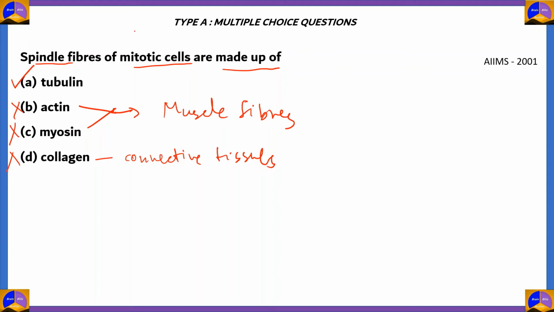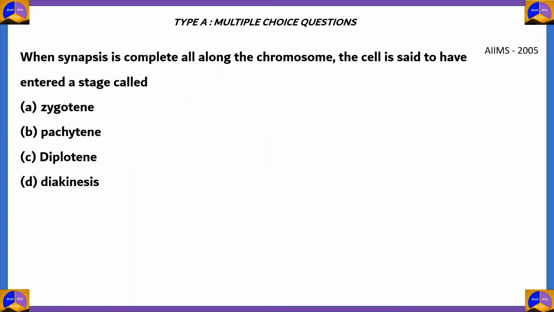Spindle fibers are made up of microtubules, and these microtubules are made up of tubulin protein. So therefore, option A is the right option. Next question. When synapsis is complete all along the chromosome, the cell is said to have entered a stage called: zygotene, pachytene, diplotene, or diakinesis.